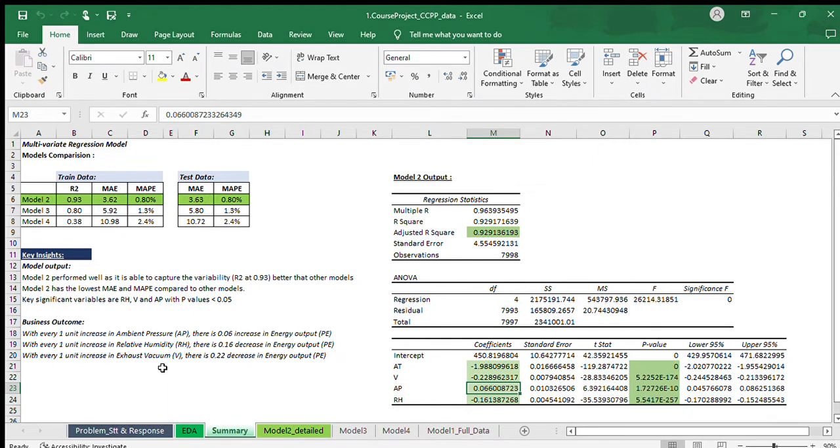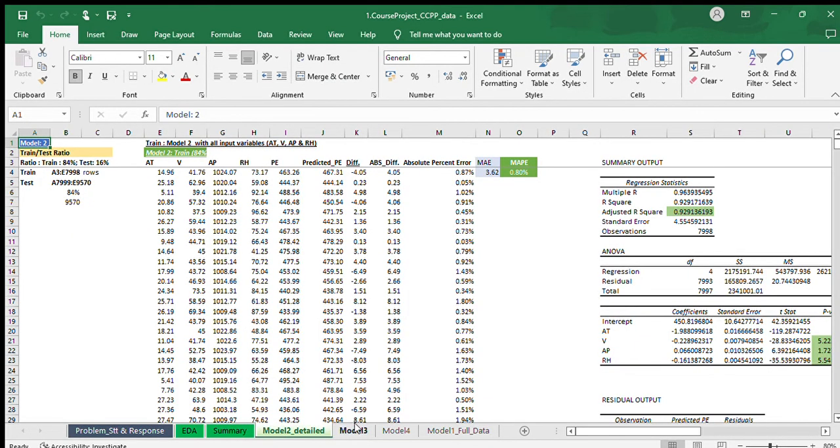And the way we can interpret this particular table is in terms of business outcomes. With every 1 unit increase in the ambient pressure, there's a 0.06 increase in the energy output. Then with every 1 unit increase in the relative humidity, there's a 0.16 decrease in the energy output. And then with 1 unit increase in the exhaust vacuum, there is a 0.22 decrease in the energy output.